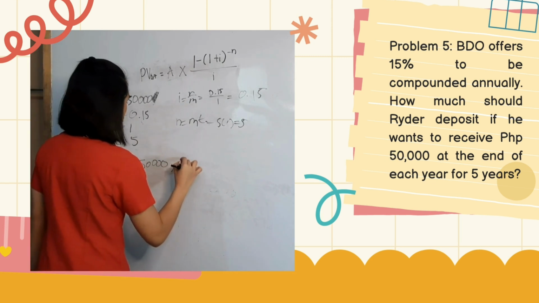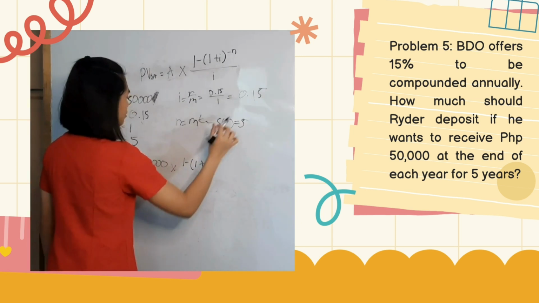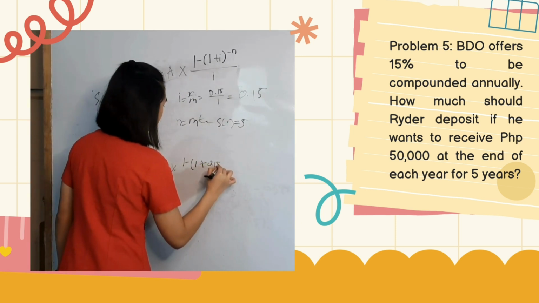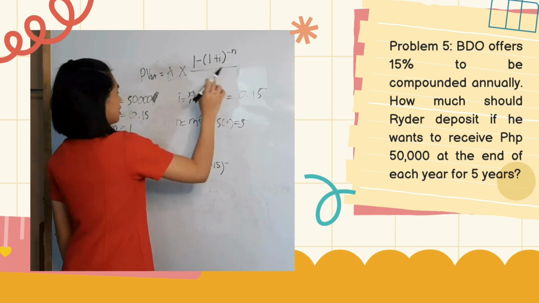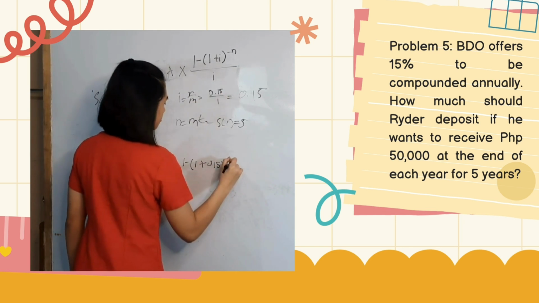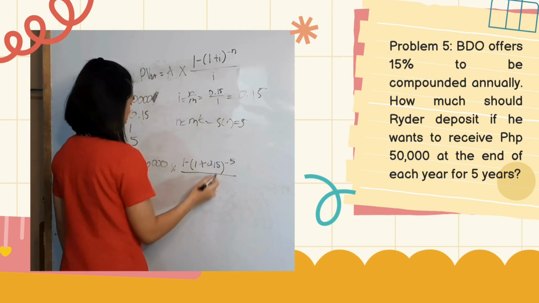So plugging in the values, PV is equal to A, which is 50,000, multiplied by 1 minus 1 plus i, which is 0.15, close parenthesis, raised to negative n, which is 5, over all this over i, which is 0.15 again.